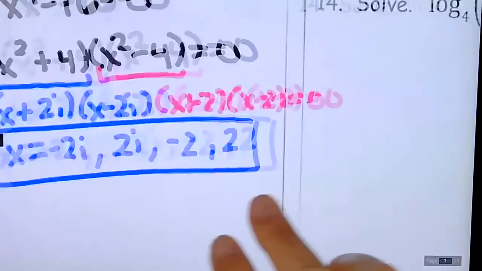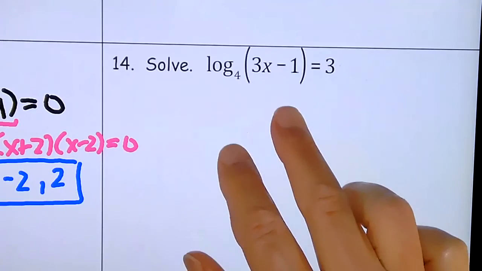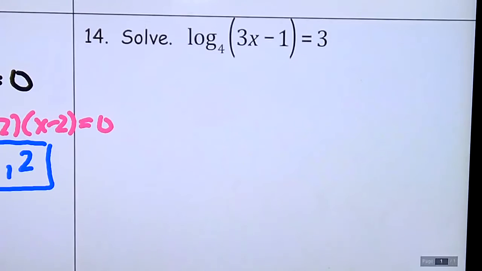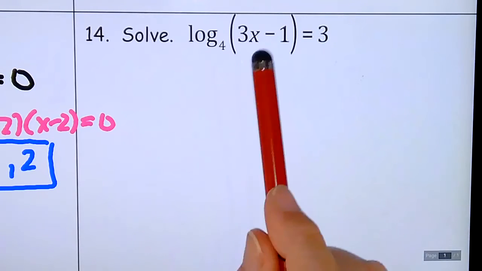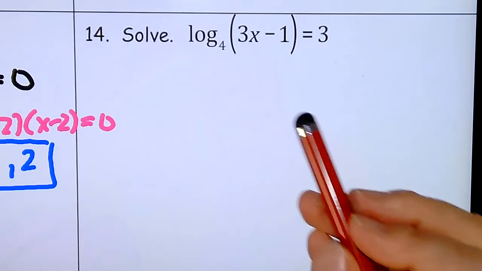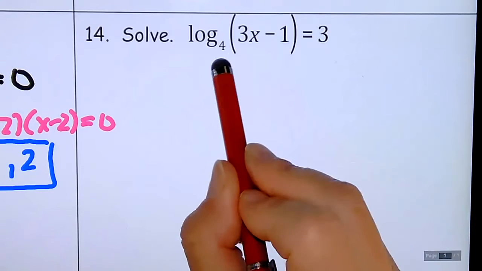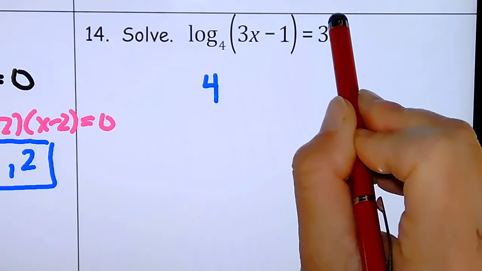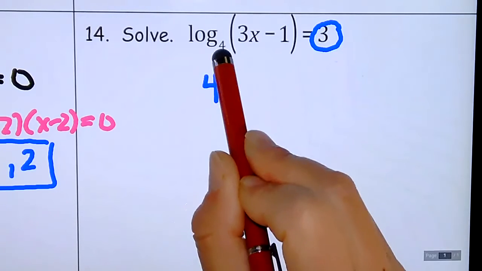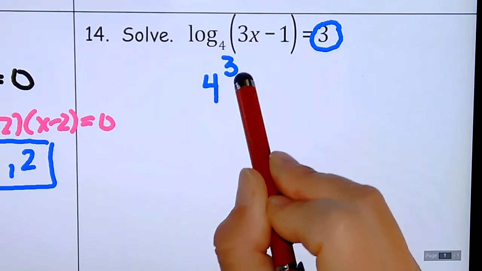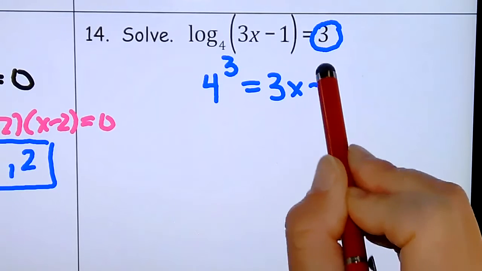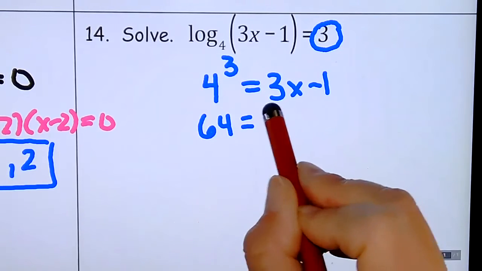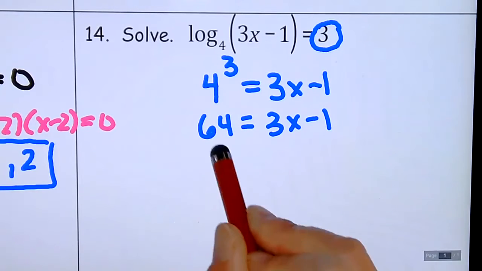Okay, number 14. Here we're dealing with logarithms. So when you have a logarithm, you want it as a single log, which it is. If it is a single log, you want to rewrite it in exponential form. So the log base 4, your base is 4. Whatever you get when you take the log, that is your exponent. So 4 to the third is equal to 3x minus 1. 4 to the third is going to be 64, equal to 3x minus 1.